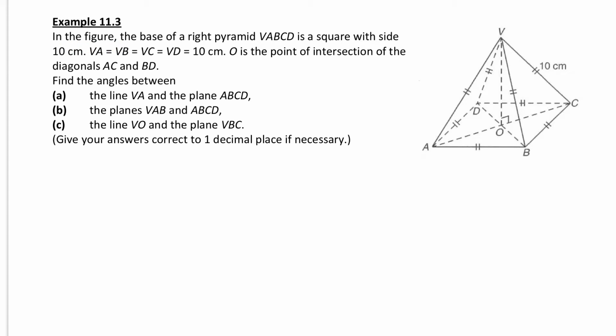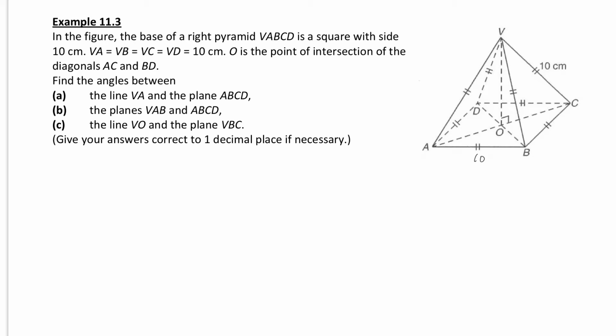In the figure, this is a pyramid, and the base is a square. Given that VA, VB, VC, and VD are equal to 10. And the second piece of information is the length of the square is also equal to 10. Part A asks you to find the angle between VA and ABCD.